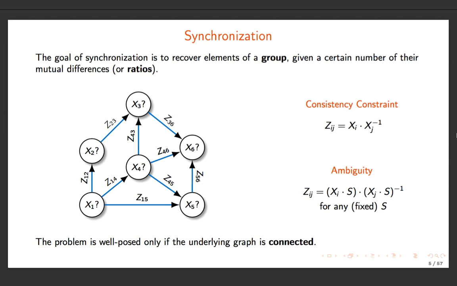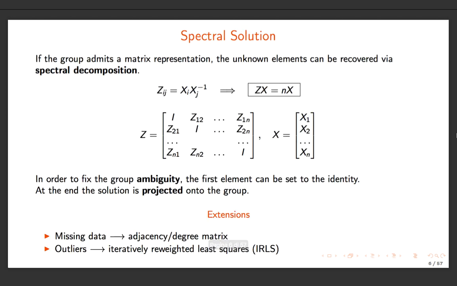Synchronization can be modeled as a graph, where nodes correspond to the unknowns and edges correspond to the measures, as shown in the figure. The problem is well posed only if this graph is connected. We are particularly interested in groups admitting a matrix representation. In this case, the unknown elements can be recovered via spectral decomposition.